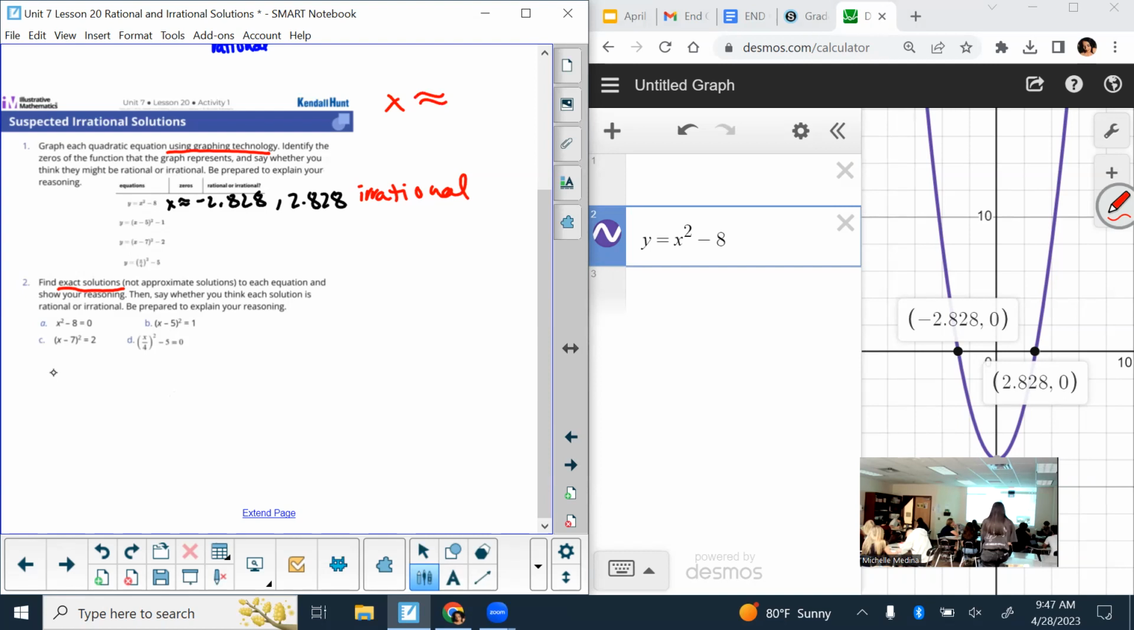So for A, here was the problem. Notice that it's set equal to 0 instead of y now, because we're solving for the zeros. At the x-axis, what is always 0? We can do this all day until you guys finally say it.